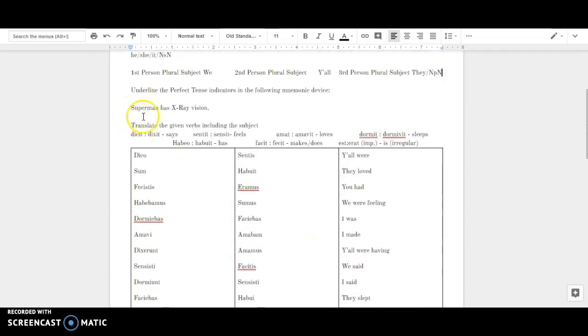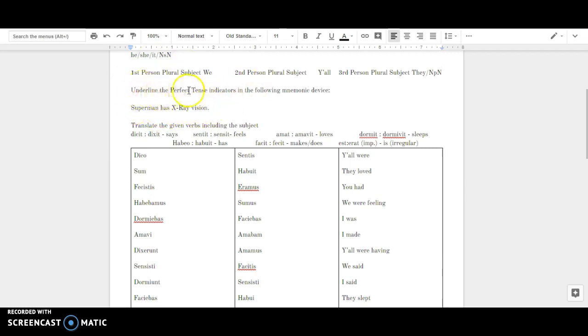Alright, down here, so when we're talking about the perfect tense, as you recall, most of the verbs that we know, when they're in the perfect tense, they'll have a v added into them. But sometimes, that's about 50% of the time. The other 50% of the time, it's gonna have a different little letter in there that hints at that. And those can be remembered by remembering this phrase. Superman has X-ray vision.